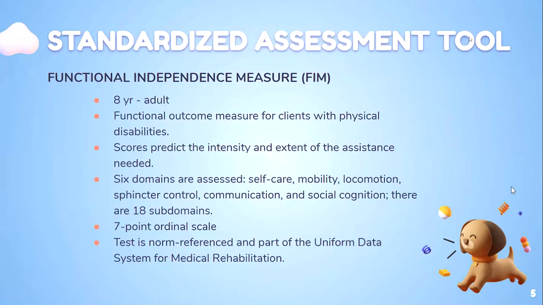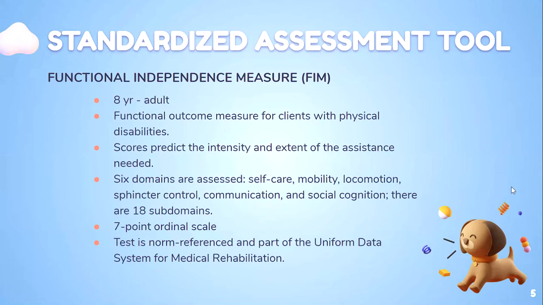So for the standardized assessment tool, we have functional independence measure, FIM. So this is for 8 years old and above, for adults. So it is a functional outcome measure for clients with physical disabilities. The scores predict the intensity and extent of the assistance needed. And in this tool, there are 6 domains that are being assessed: the self-care, mobility, locomotion, sphincter control, communication, and social cognition. And there are 18 subdomains.